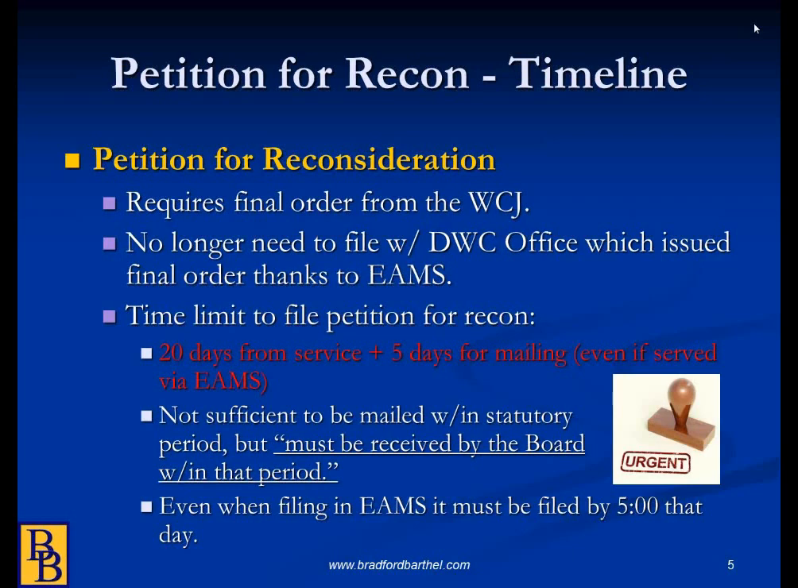And very important as well, it's not only specific as to the number of days, but it must be filed in EAMS. Let's say you're filing on the last day. It must be filed in EAMS by 5 o'clock that day. And when you file a document in EAMS, you get a timestamp. And if that timestamp shows 5:01 on the last day, it's untimely.